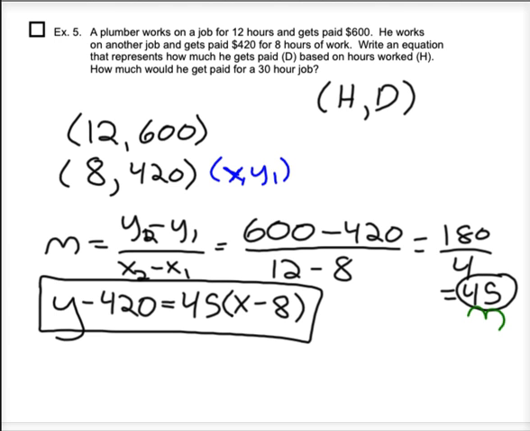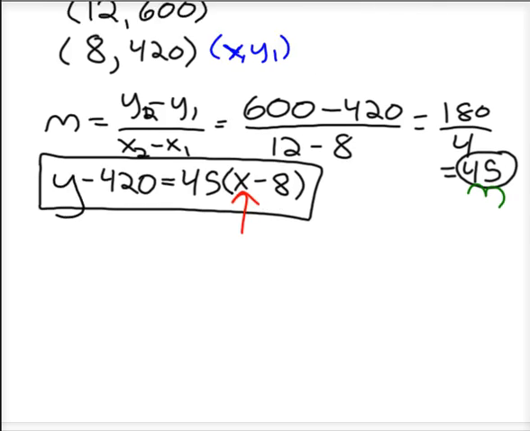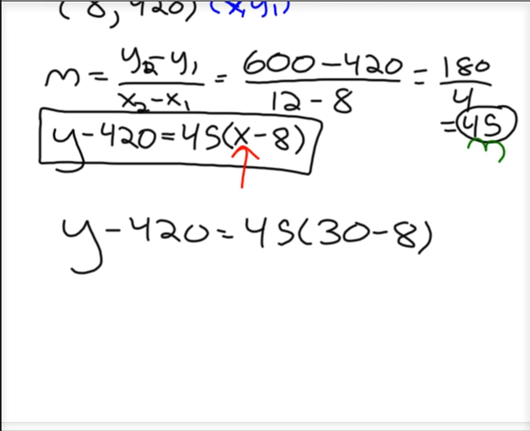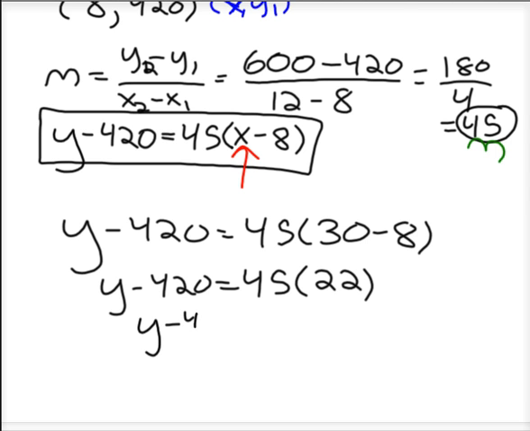So we want to know how much he gets paid for a 30-hour job. All we have to do is plug 30 in for the input and figure out how much money he gets out. So let's take a moment and calculate that, shall we? So we want to know how much he makes in 30 hours. I'm actually going to plug in 30. So y minus 420 equals 45 times 22. 45 times 22 is 990.